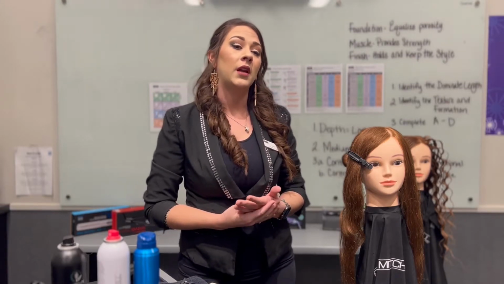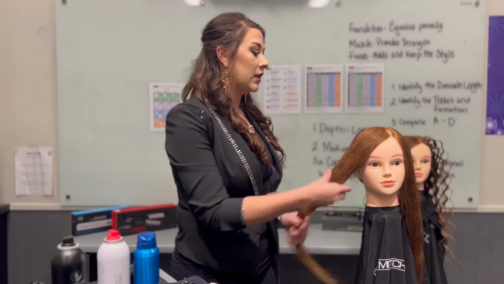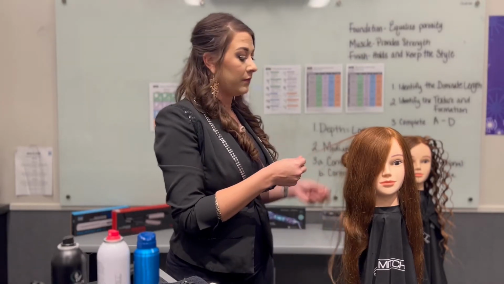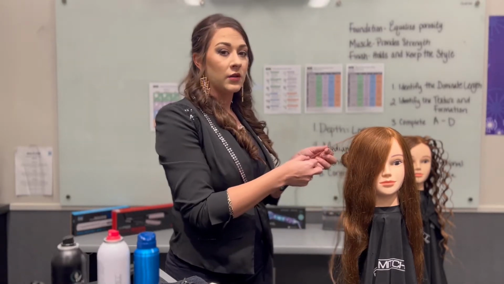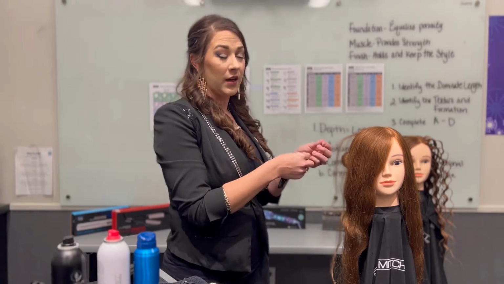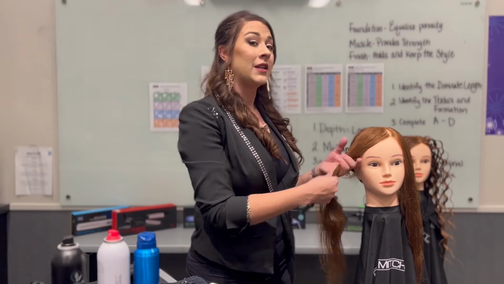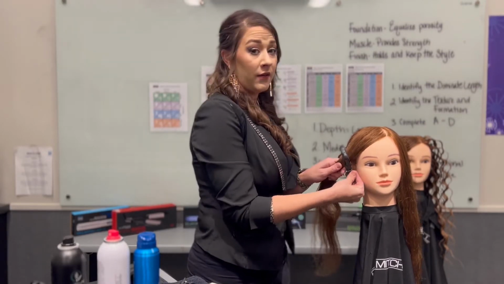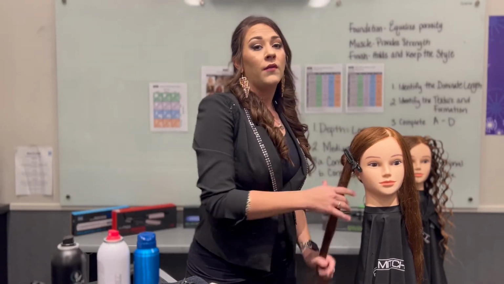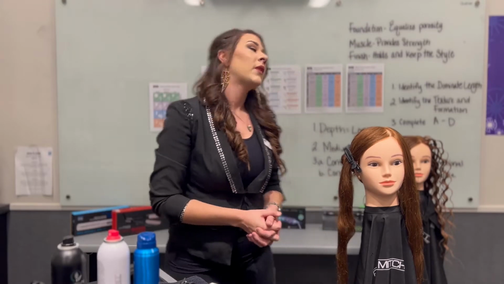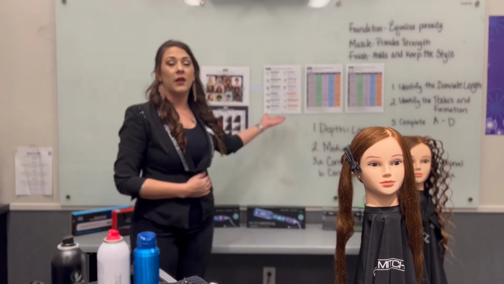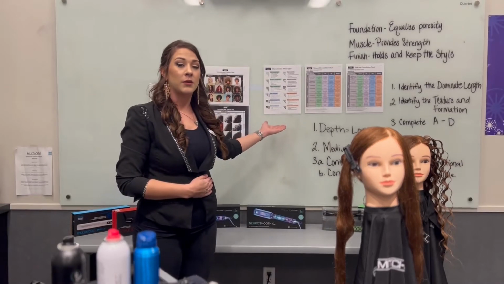In order to identify the texture and formation, you do have to go in and feel the hair. So the very first thing is I'm going to grab a single strand of hair and run down the cuticle, seeing if we can feel anything. With that being said, I would identify her formation to be straight and her texture to be medium. You can always utilize the characteristics of your hair type chart.